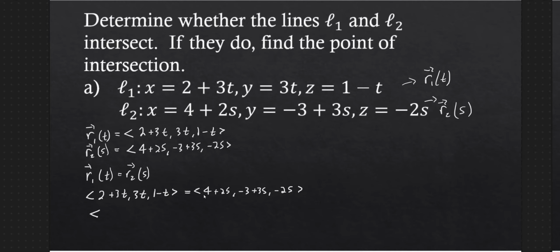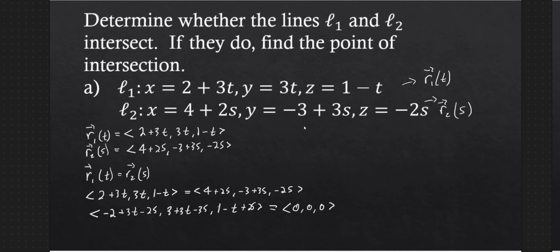So let's see, 2 minus 4, that's negative 2. And then I'll have a 3t minus 2s in the x component. Over here, 3t minus this, so that'll be a positive 3 plus 3t minus 3s. And over here, I have 1 minus t minus negative 2s, so that's going to look like 1 minus t plus 2s. I subtracted this vector over here, so I'm left with the 0 vector, 0, 0, 0.